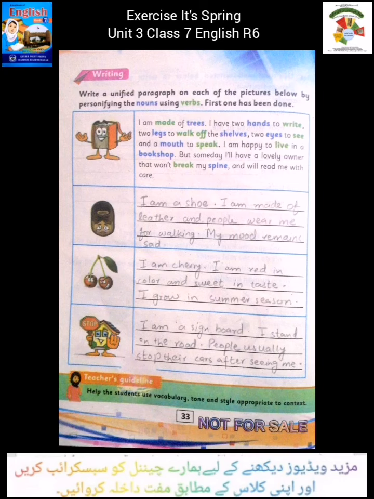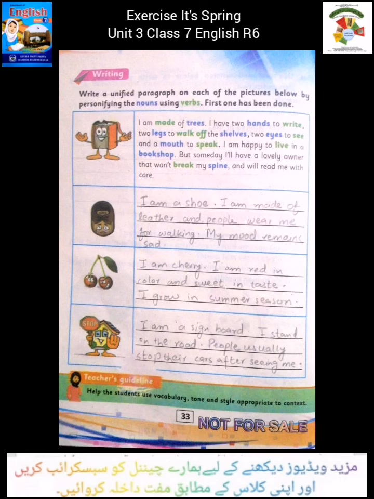In the first line we can see made of trees. Like, I'm made of trees. I have 2 hands to write. You have to give a quality to that noun. 2 legs to walk off. Legs are a noun. They are used for walking. Eyes are used for seeing. Mouth, to speak. And in the next line we can see live in a bookshop. So these are some examples of how the nouns can be personified by using verbs.